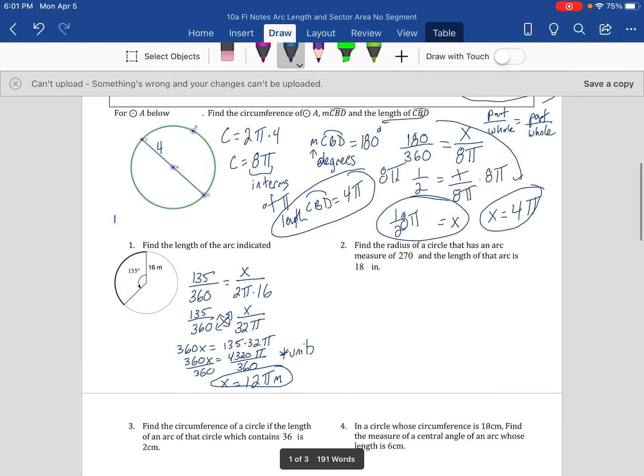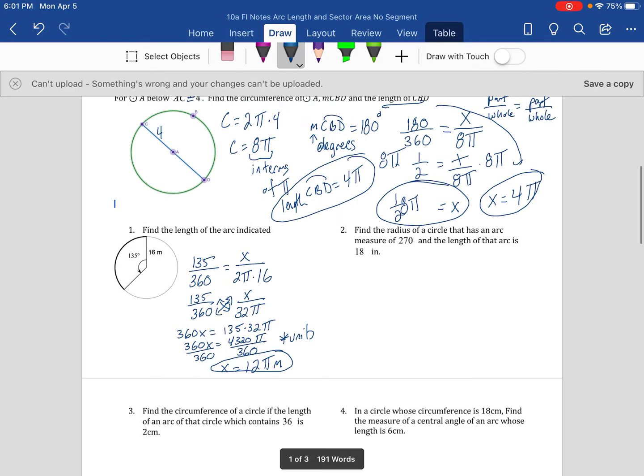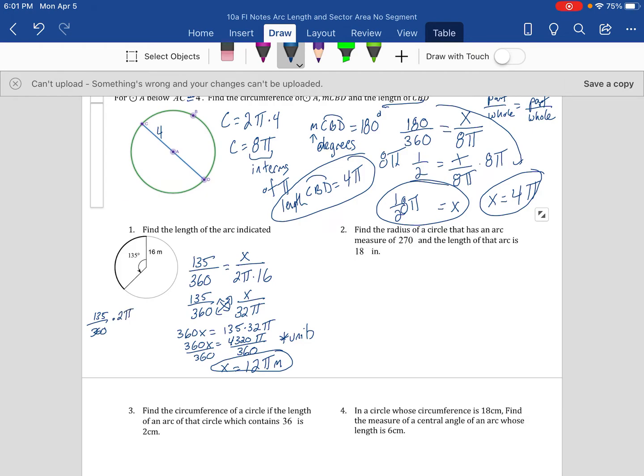Okay, and that's part of the reason why you can use the formula for this one, because you could also have done 135 over 360 times 2 pi 16 is equal to x. That would also have worked, but it doesn't work in every single instance.